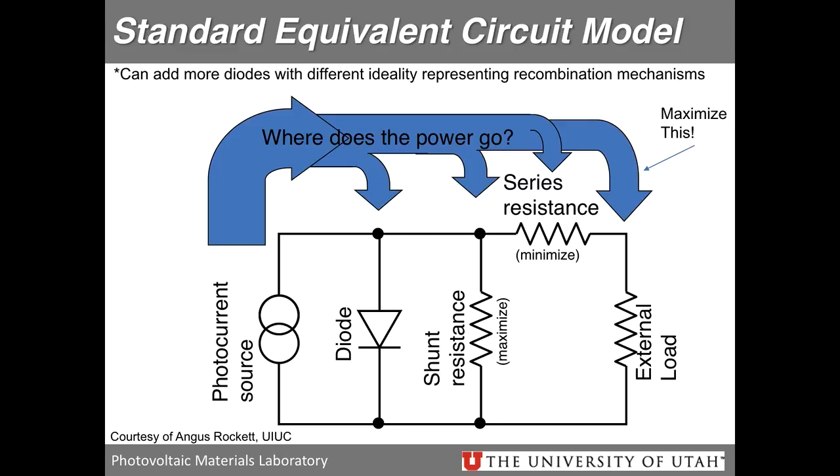That's straightforward. Shunting is generally due to pinholes, so you have essentially you're bypassing the diode, and so you have current that is flowing not through the ideal path, not through the external load. You have it shunting through pathways of less resistance. So you want to maximize your shunt resistance so that you're actually flowing all the current through the load, and minimize series resistance so you don't have losses in other parts of your device.